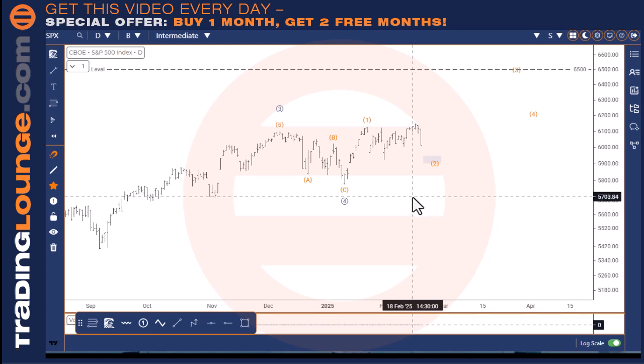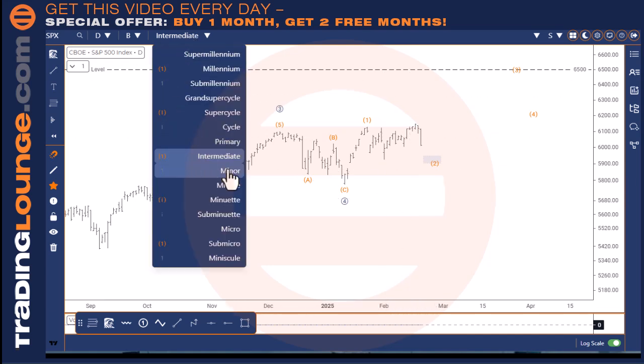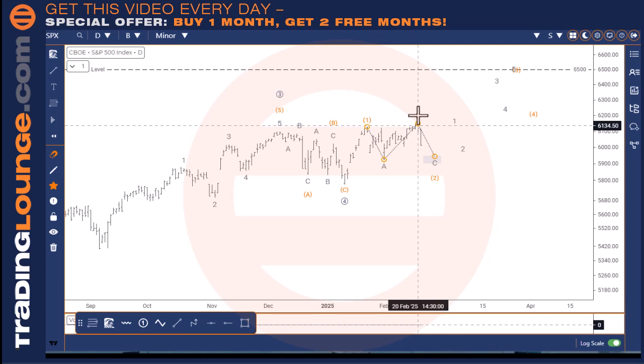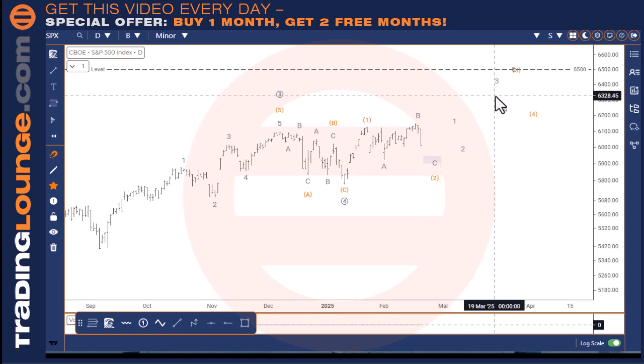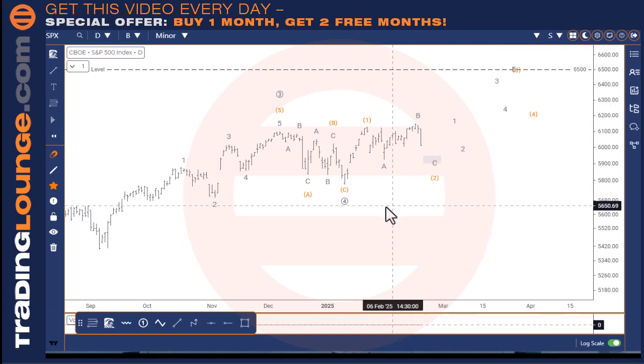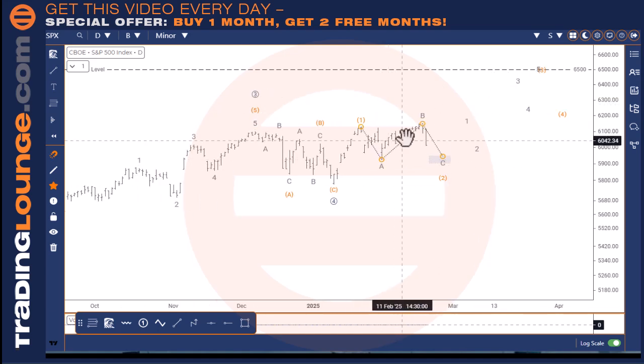We're going to look at an alternative as well, which is just as valid, but based on what I've got here, this count would look like this, with an A wave here, a B wave here, and a C wave here, and then moving up at that point. Okay, so this would be the primary count based on this one here.